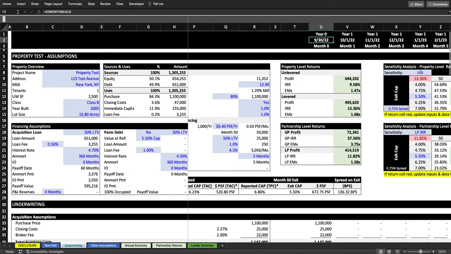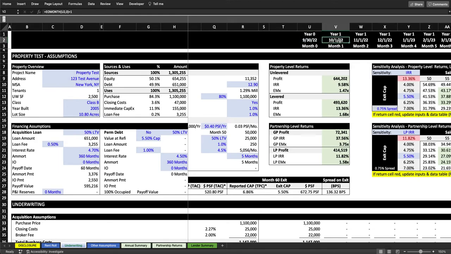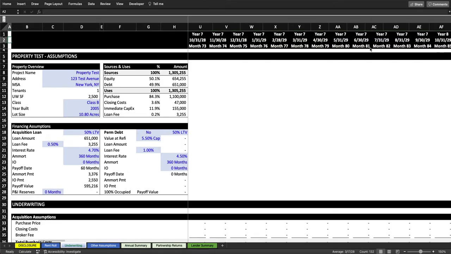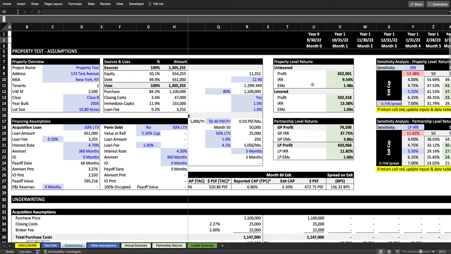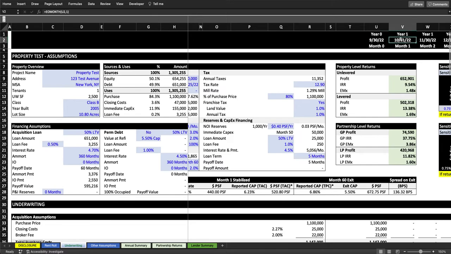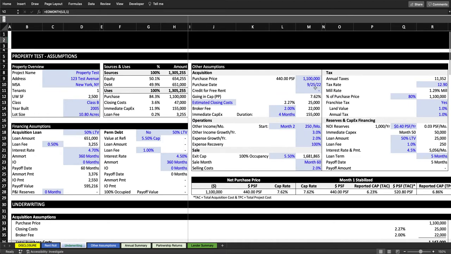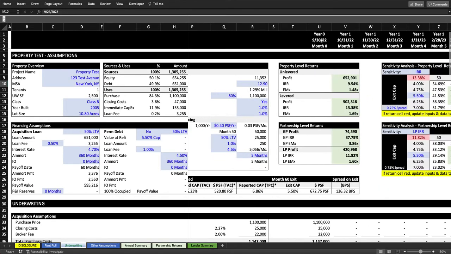And then the rest of the model calculates by the first day of, we'll change this. It should be by the last day. There we go. The rest of the model calculates by taking the last day of the next month, and that's going to be when the cash flows come in. So here we're saying you're acquiring the asset 9/25/22, and that's why we're starting at 9/30/22.